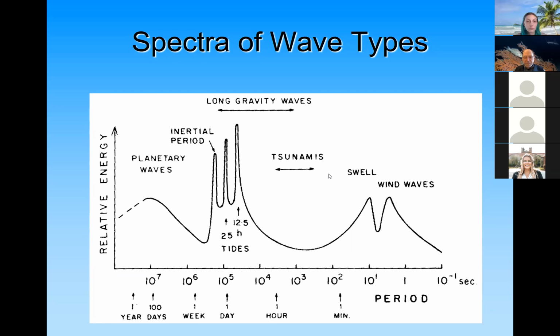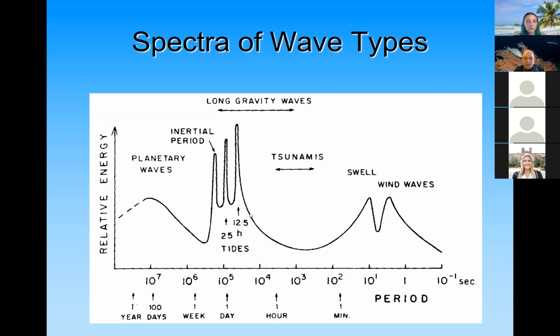Tsunamis, true tidal waves, would occur in this intermediate period, and then you have tides. The tides have periods of 12 and a half and 24 hours. These are long gravity waves caused by the interaction of the disturbing force of gravity. So this gives you a sense of the spectra of energy. There are huge amounts of energy being transmitted in tides.